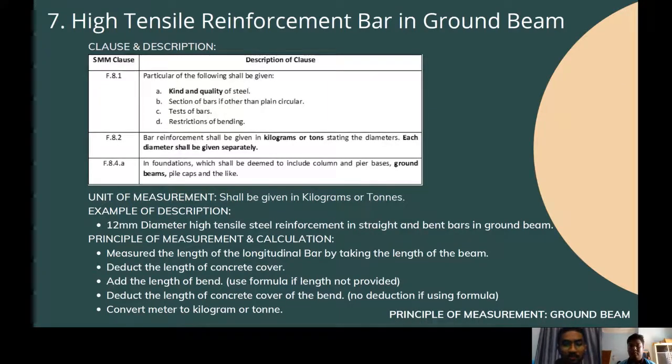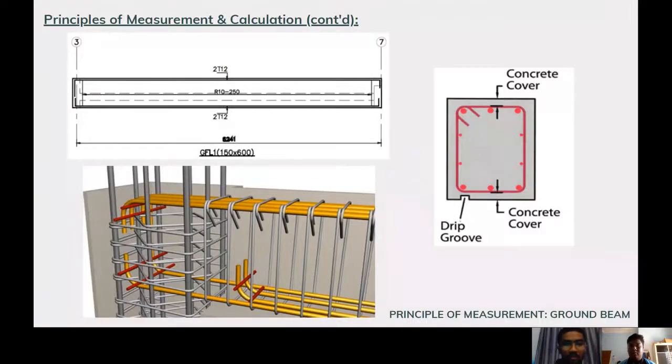Right, next. Right, so as you can see at the right side, there is the concrete cover, which is the gap between the reinforcement and the concrete. So in the bottom picture, we can see the yellow one is the reinforcement bar, and the one going up and going down, that is the bend.